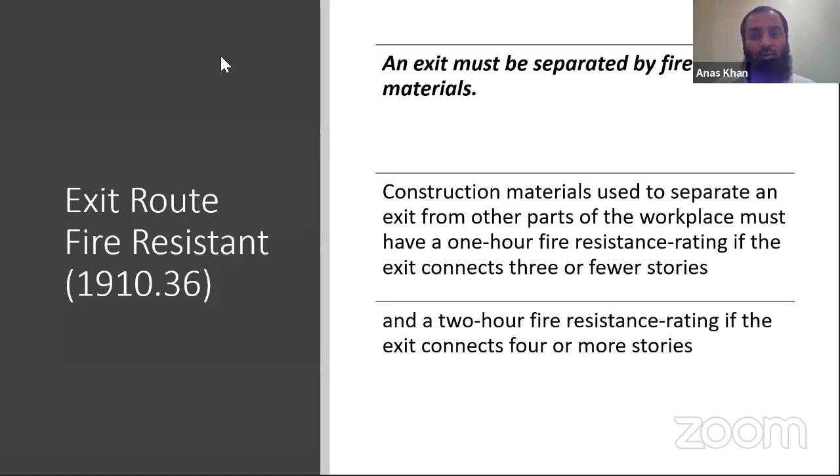Yes, guys, available? So any questions on emergency exit? Yes, we are here.